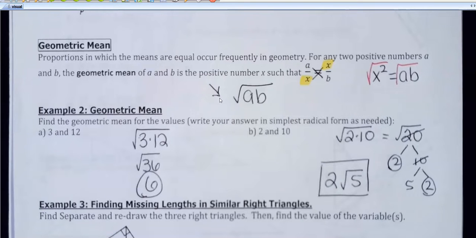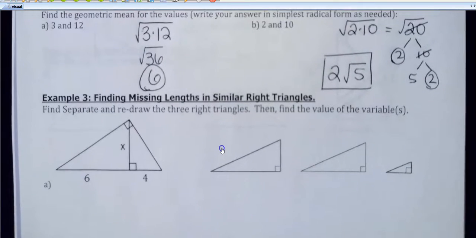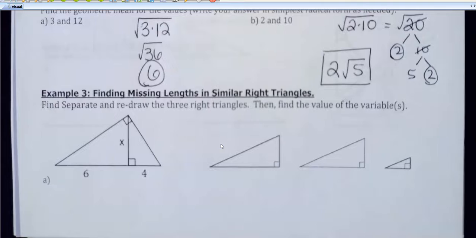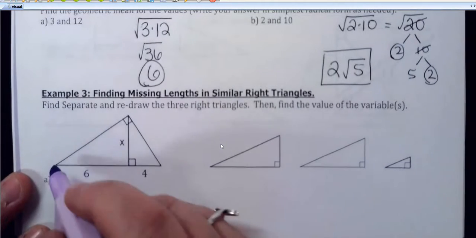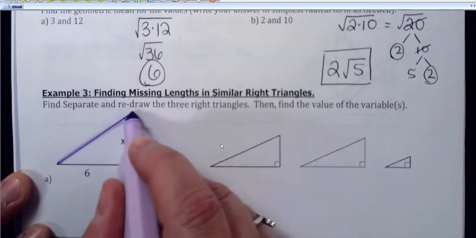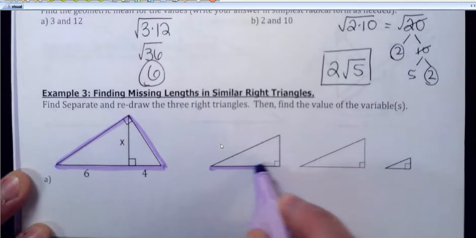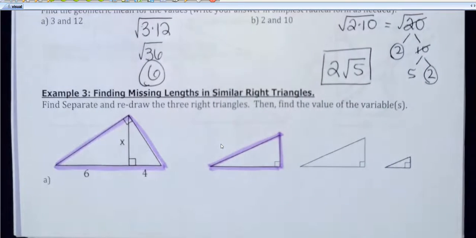You're going to see this on the very first problem I'm going to do here with these triangles. Geometric mean is going to come up, not in every one of these problems, but in a lot of them. So I'm going to separate out these three right triangles. Again, my drawings here to the side are totally not to scale. It's literally just to give you a reference to help you out here.